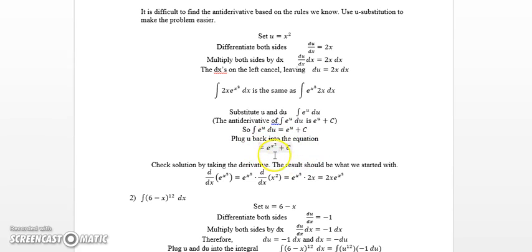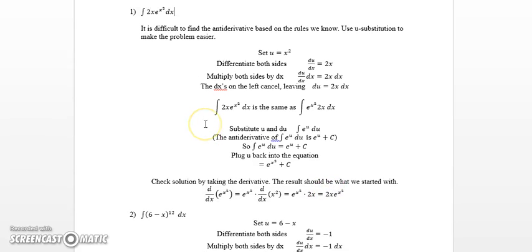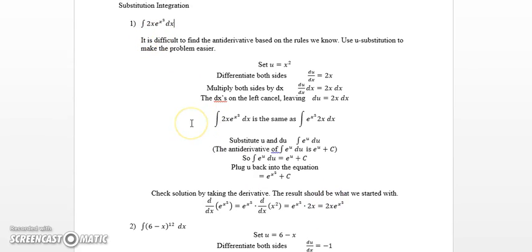An easy way for us to check if this is the answer, because it was an integral, is we merely take the derivative. The derivative of e to the x squared is 2x times e to the x squared right there. And that was our original. So that's our final answer.